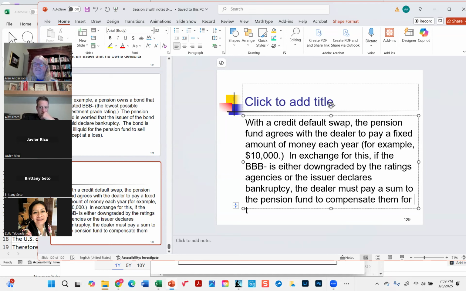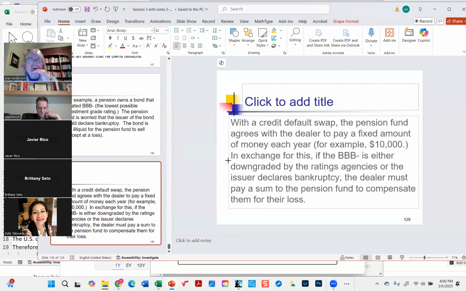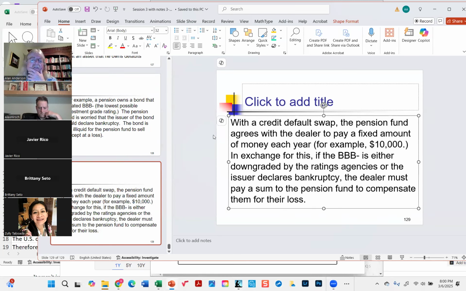for their loss. So in other words, if S&P downgrades this to double B plus, and the bond's value goes down by $5,000, that means the dealer has to pay this pension fund $5,000. Or if the company goes bankrupt and the value of the bond goes down by $50,000, then that's how much money the dealer has to pay. So you've got cash flows going one way every year, and only cash flows coming the other way if there's a credit event like that.